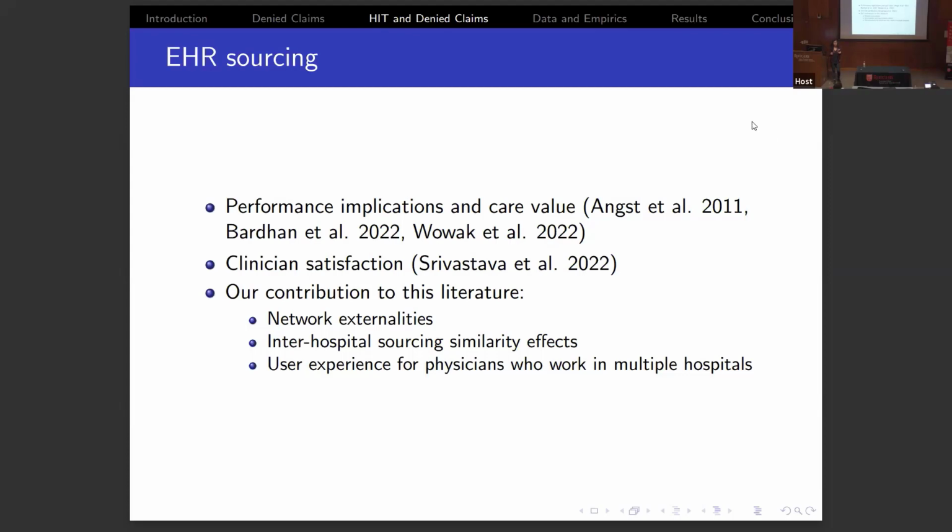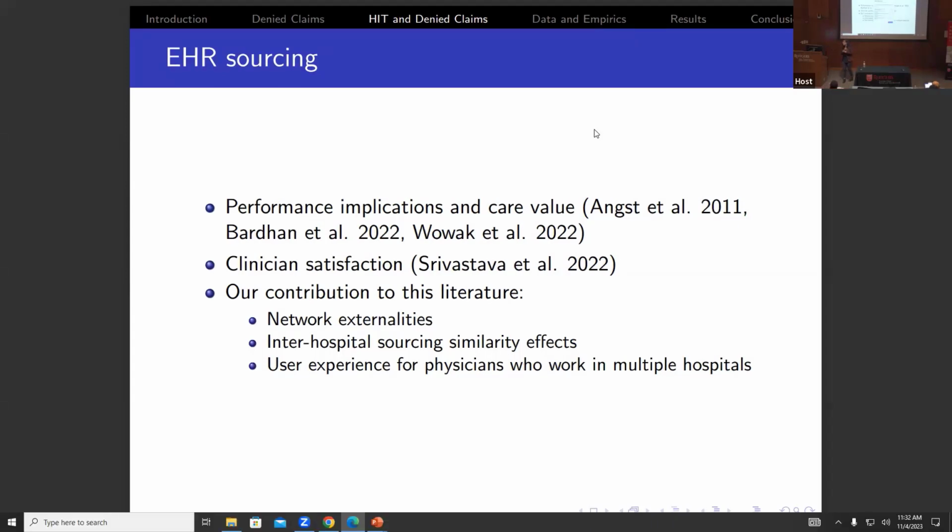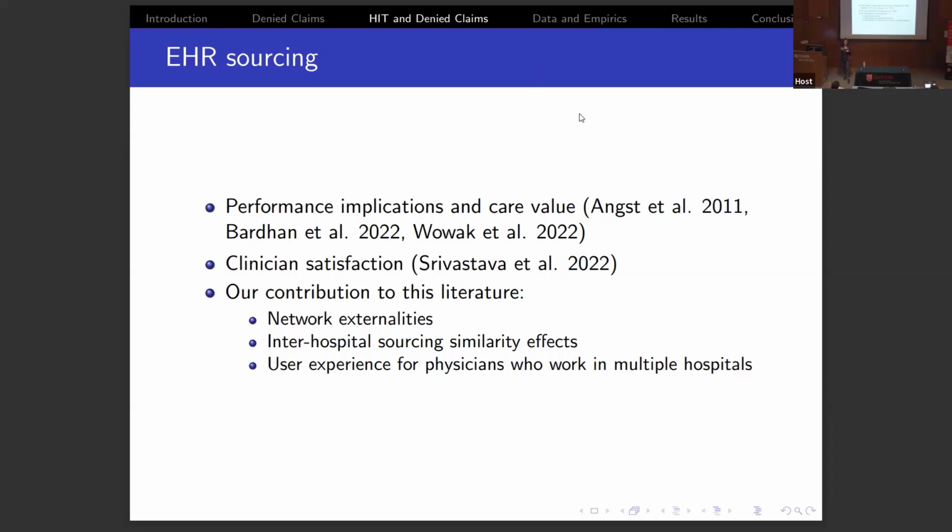So we look into the effects of EHR sourcing on insurance claim denials. Our contribution to this literature is that we are looking at network externalities, looking into the inter-hospital EHR vendor similarity for hospitals that are within the same system, sharing patient information, and have a higher level of care coordination. We also look at physicians that work in multiple hospitals. So for hospitals that might not necessarily be sharing information but have a common physician, these physicians have to deal with different types of vendors and interfaces, and we see if that leads to any problems for these hospitals.